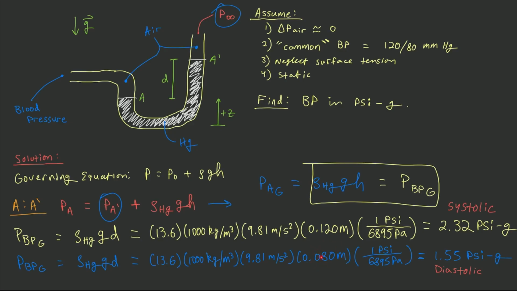So we plug in 80 millimeters to this equation, and then we have the same conversion factor, 1 psi per 6,895 Pascal, and we get that our diastolic blood pressure is approximately 1.55 psi gauge. And just remember, the key point here is that millimeters of mercury refers to this distance d. So for the systolic blood pressure, we come out to about 2.32 psi gauge, and for the diastolic blood pressure, we come out to about 1.55 psi gauge.